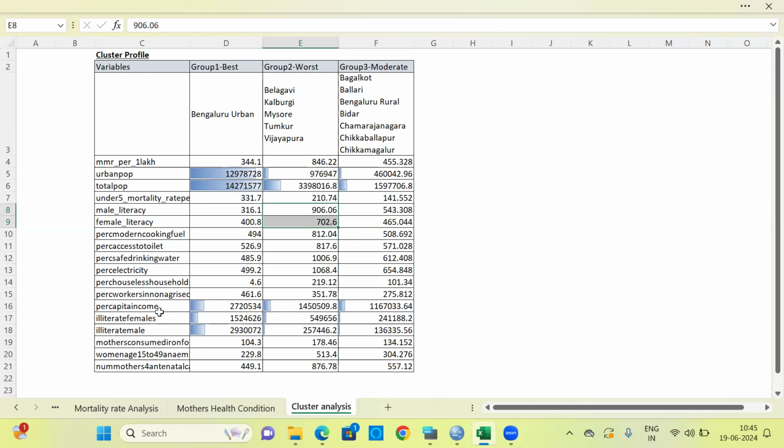You can also analyze per capita income, the proportion of literacy, so on and so forth for each of these districts. This is not the final analysis. This requires more brainstorming before we can make a final decision. The purpose of doing this analysis was purely academic. I repeat, the purpose of doing this analysis was purely academic. And I request the audience to take it in the spirit in which it is done.